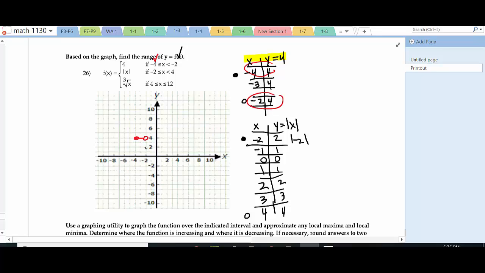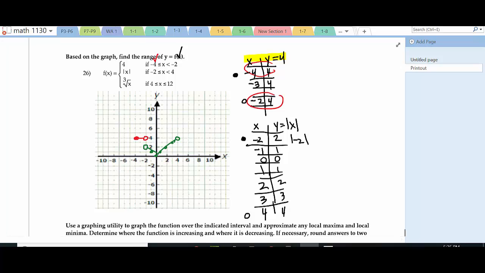So the first point is (-2, 2), open, (-1, 1), (0, 0), (1, 1), (2, 2), (3, 3), (4, 4), and the (4, 4) is open. So see, you'd have that part of that V shape like that, like you would expect, okay?